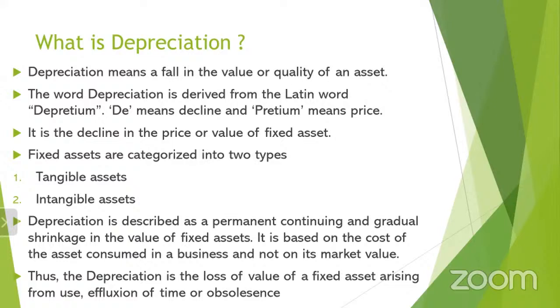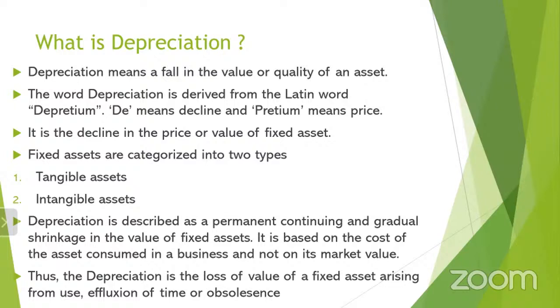The word depreciation is derived from the Latin word depretium. De means decline and pretium means price. The price means value here. The decrease in the value of fixed assets is known as depreciation. It is a decline in the price or value of fixed assets.